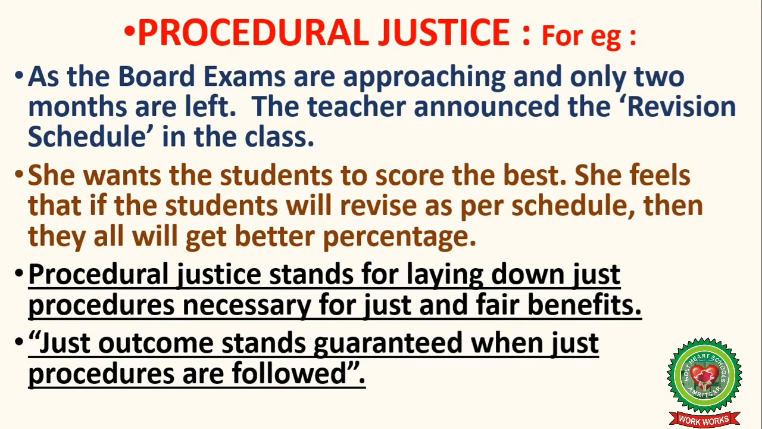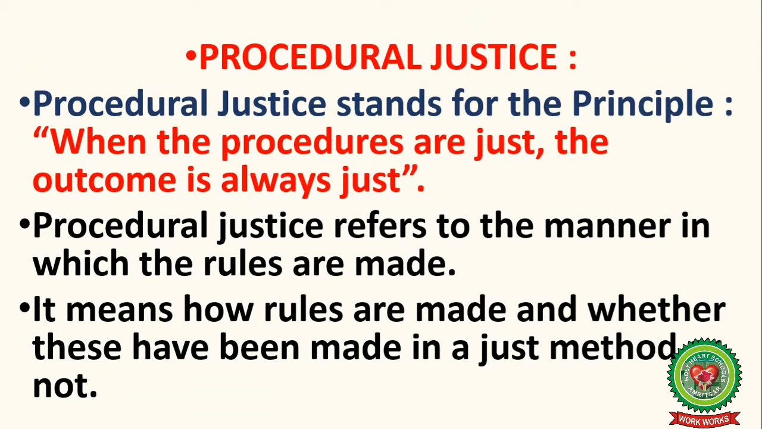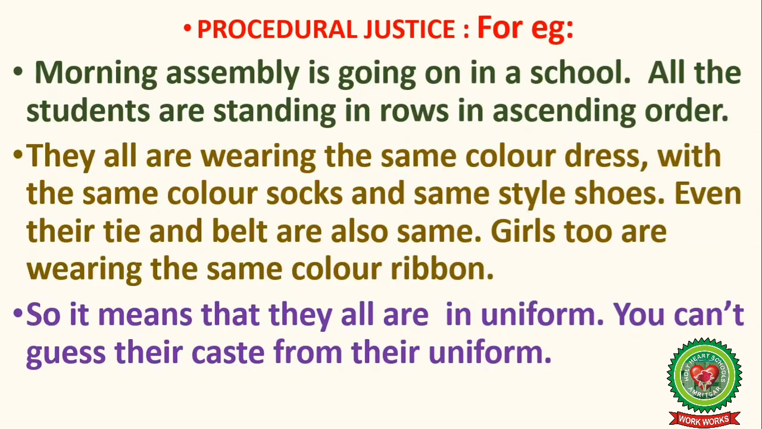So procedural justice stands for laying down just procedures necessary for just and fair benefits. So a just outcome stands guaranteed when just procedures are followed. If you follow the just procedure, obviously there will be just results. So procedural justice stands for the principle that when the procedures are just, the outcome is always just. Procedural justice refers to the manner in which the rules are made. It means how rules are made and whether these have been made in a just method or not.